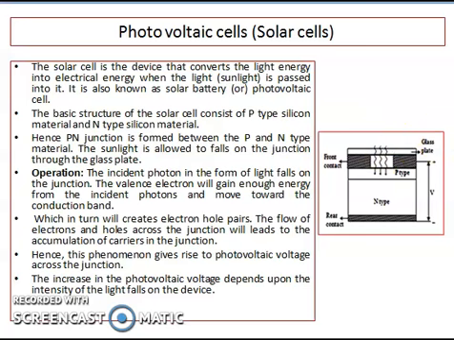Next we will see how the solar cell operates. The incident photons in the form of light fall on the junction. The valence electrons gain enough energy from the incident photons and move towards the conduction band, which in turn increases the electron-hole pairs. The flow of electrons and holes across the junction leads to the accumulation of carriers in the junction. Hence, this phenomenon gives rise to a photovoltaic voltage across the junction.